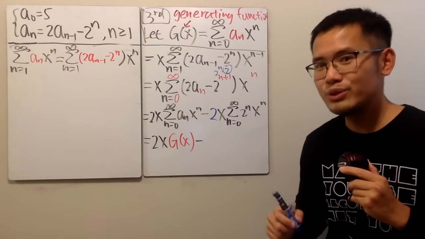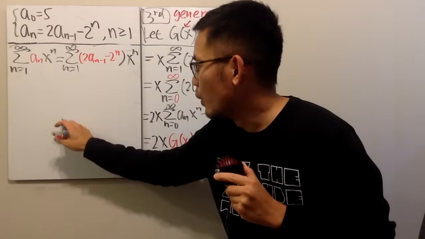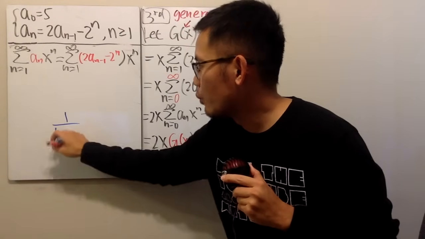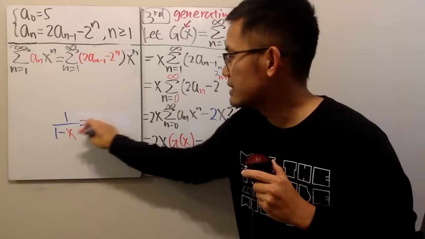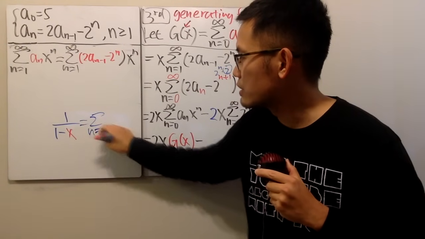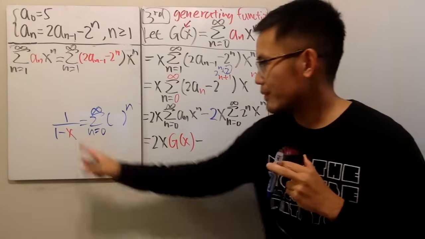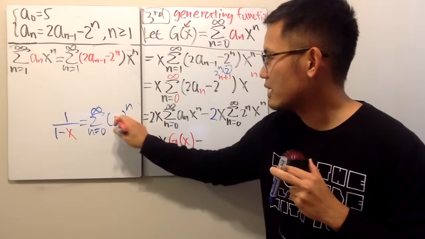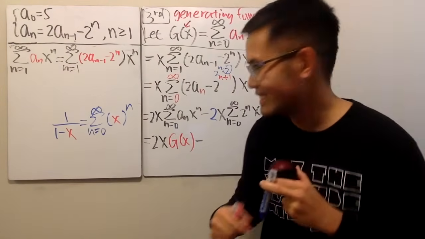And that should remind you of our best friend. Let me remind you guys right here. When we have our best friend, namely 1 over 1 minus x, this right here is nicely equal to the series as n goes from 0 to infinity of something to the nth power, right? All you have to do is put the x right here. That's all.